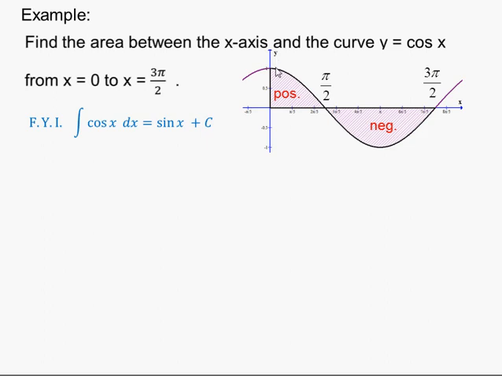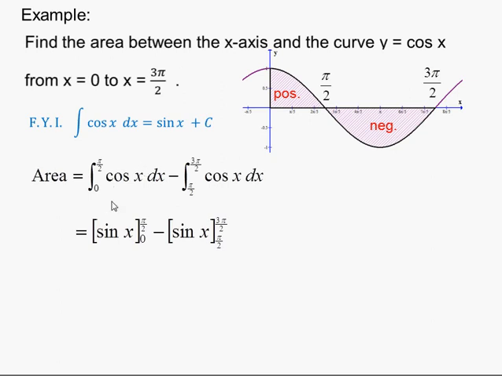So to get the actual area, this whole shaded bit, nice pink color there, I don't care if it's negative or positive, I want just the total measurement of the area. So we've got the positive area from 0 to pi over 2 minus the negative area, so minus negative means plus, between pi over 2 and 3 pi over 2. Okay, same equation because it's the same curve.